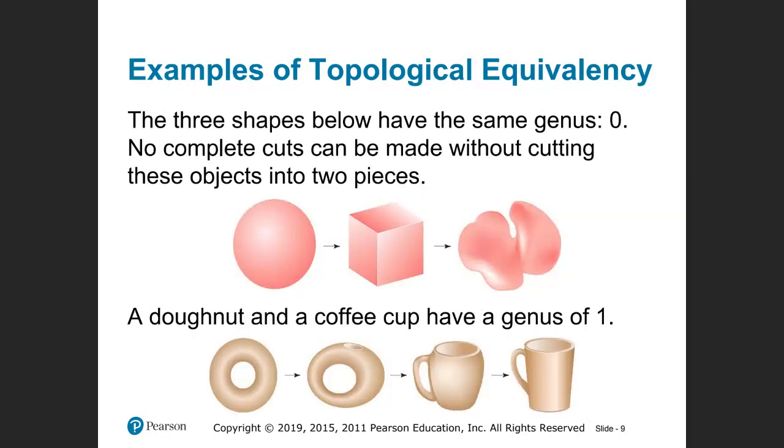This shows some examples of topological equivalency. The 3 shapes below in pink have the same genus, 0. No complete cuts can be made without cutting these objects into 2 pieces. A donut and a coffee cup have a genus of 1.